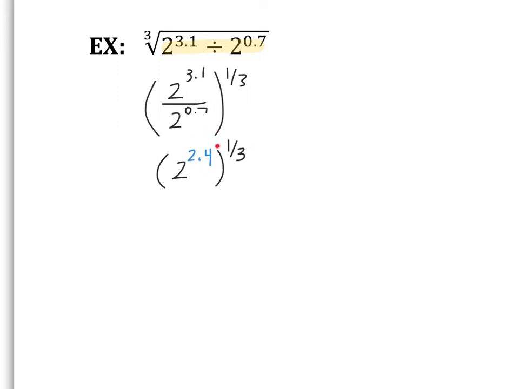Power of a power, what do we do? We're going to multiply. So 2.4 times 1/3 is going to get us to 2 to the 0.8 power. But our directions at the beginning said no decimal exponents. So we need to rewrite this 0.8, and we can think about it as 8/10, if we read that correctly.